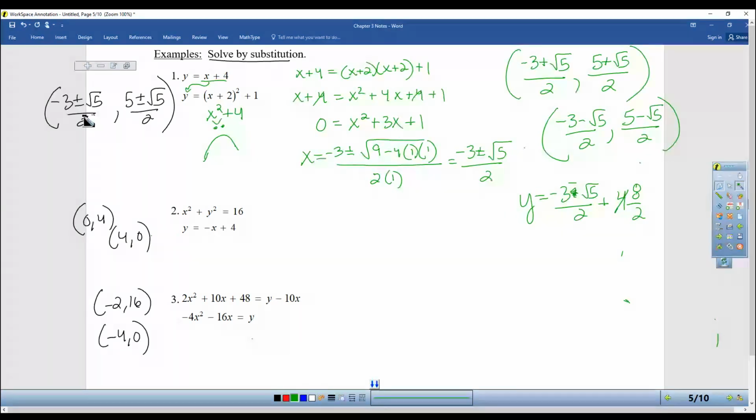So your book wrote them combined like that, and you can do that as long as the plus goes with the plus and the minus goes with the minus. In your life, you might see this: minus 3 plus or minus the square root of 5, all over 2. And if you ever see this, it's kind of a weird notation, but that would be because it's saying the plus goes with the minus. It doesn't in this case, but I'm just telling you for if you see it in the future.